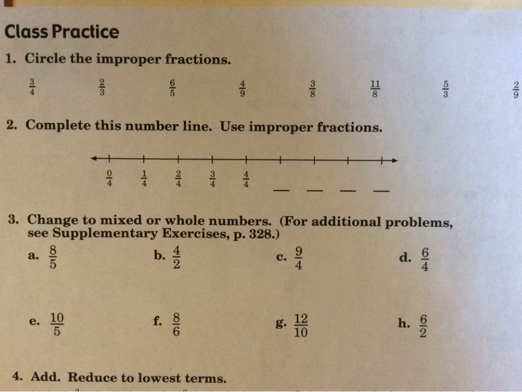Okay, we're looking at class practice on 123. It says to circle the improper fractions. Remember, whenever there's a bigger number on top, or if it's the same, it needs to be circled. 3/4. That one doesn't need to be circled because it's a smaller number on top. Same with 2/3. 6/5, we do need to circle that.